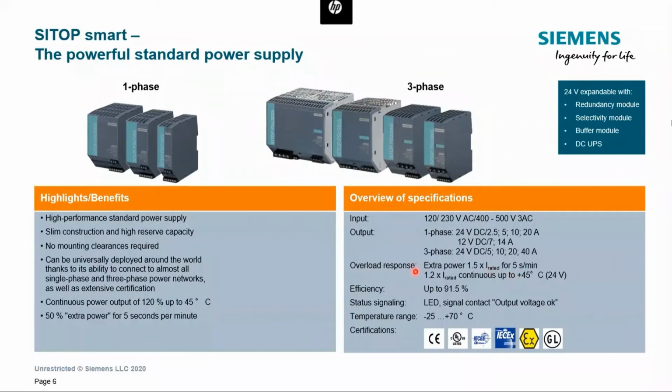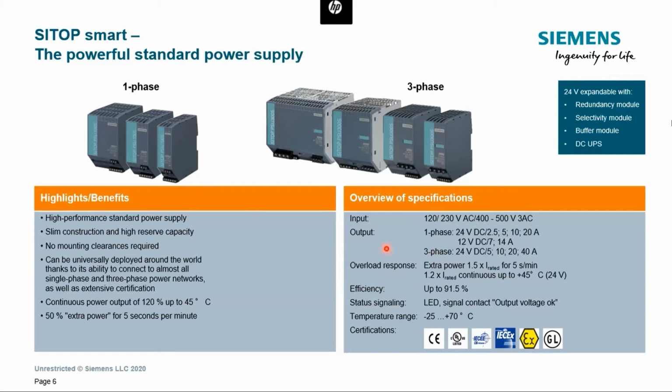Another point here is the signaling. In addition to the LED, we have a signaling contact, which is typically connected as a digital input to an automation system or PLC to trigger an alarm that the 24 volt power supply is not okay. So this enables fast troubleshooting and immediate diagnostics.